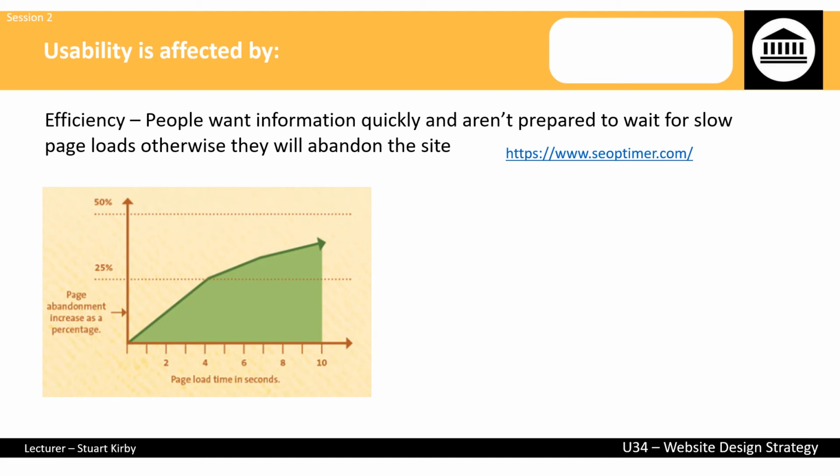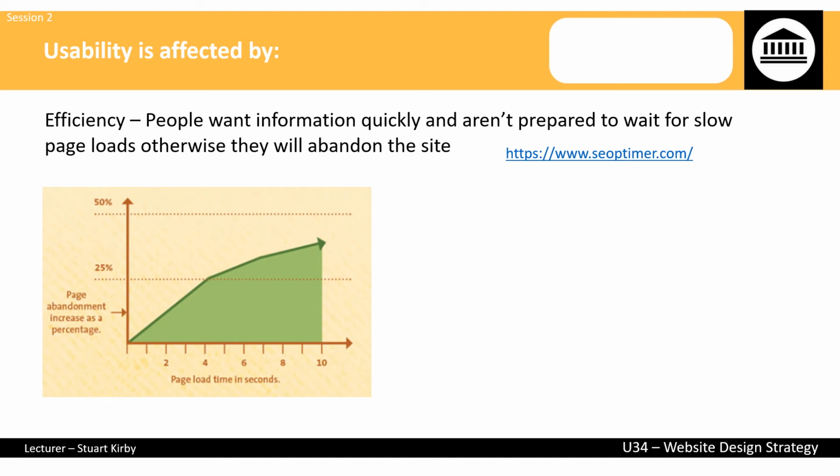Now, another important thing is usability. In terms of usability, there is efficiency. This refers to speed. People want information quickly. They're not prepared to wait for slow page loads, and this, of course, can lead to them abandoning the site. If the page doesn't load quick enough, then they won't wait.